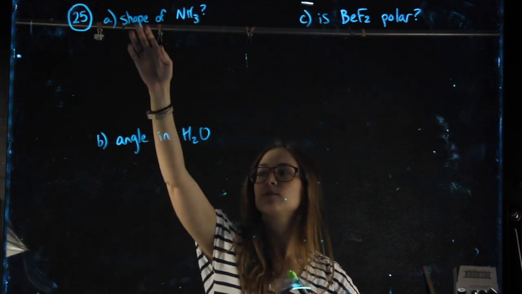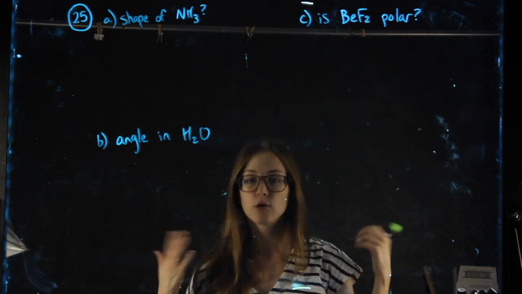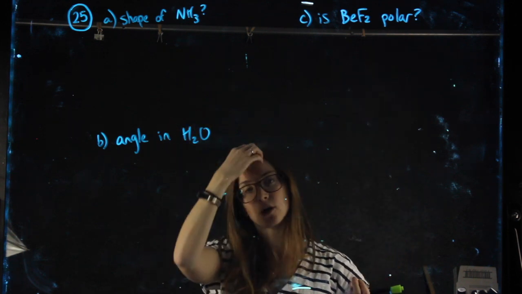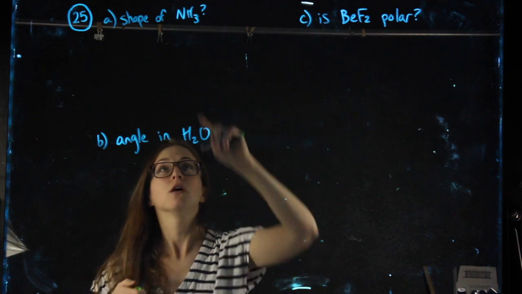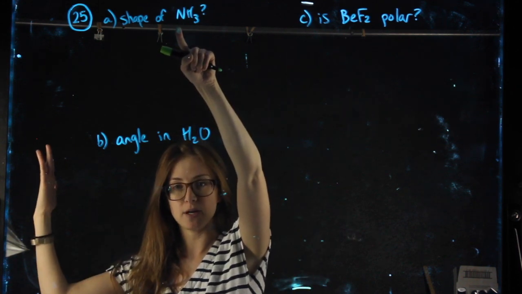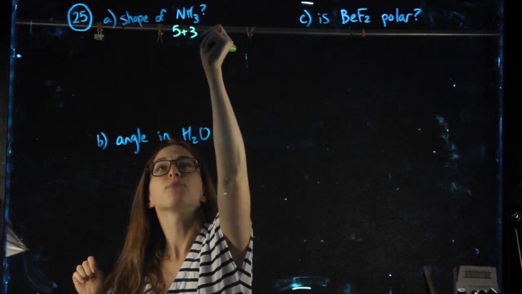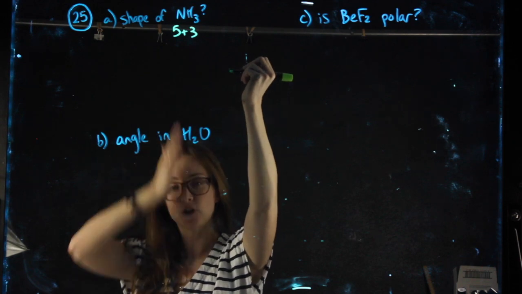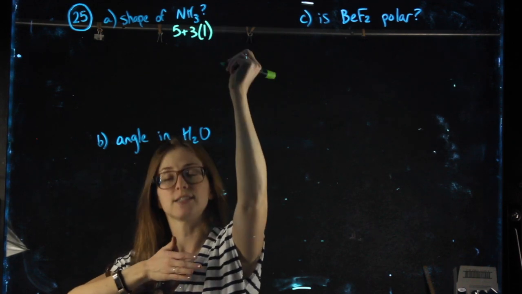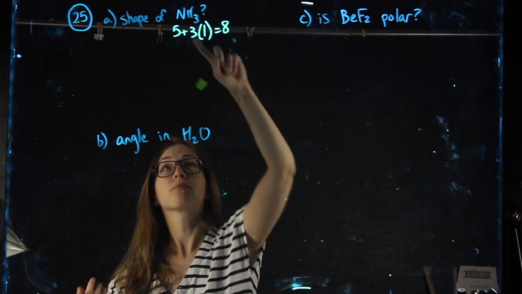These questions are asking for shape, angle, whether or not a molecule is polar. In order to figure that out for all of them, I need to start by drawing the Lewis structure. For NH3, nitrogen is in the 5th column of the periodic table, so it has 5 valence electrons. I have 3 hydrogens. Hydrogen's in the 1st column, so it has 1 valence electron. Therefore, I have 8 electrons to work with.